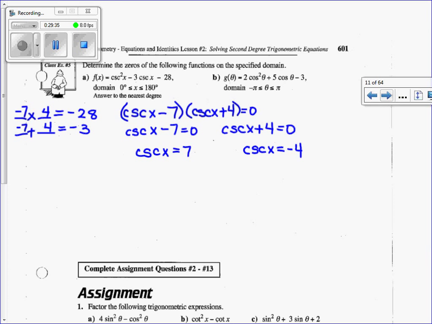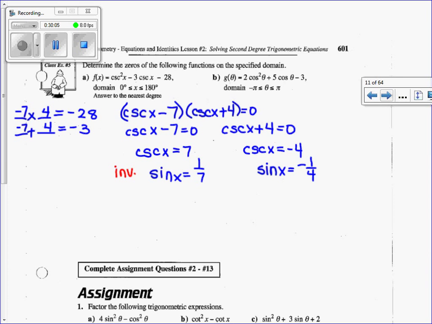Okay, now at this point, I can't plug that into my calculator to see how many degrees that is, so I'm going to need to use the inverse. So the inverse of cosecant is sine, right? So I just need the sine of 1/7, right? Because it's the inverse, I have to remember to flip it. So this is the same thing as saying the sine of -1/4.